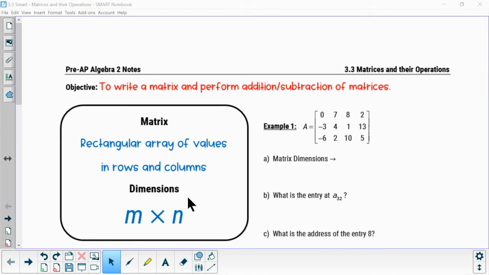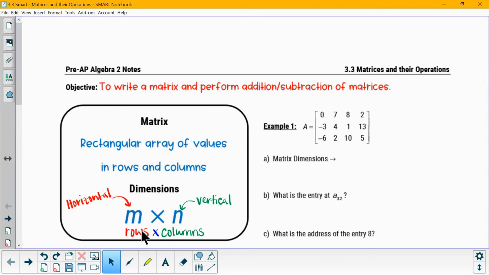And the dimensions are written as m by n, where m is going to represent rows, which are horizontal, and n is going to represent columns, which are vertical. So matrices are written with a capital letter as their symbol. So capital A is equal to this matrix. This is matrix A.